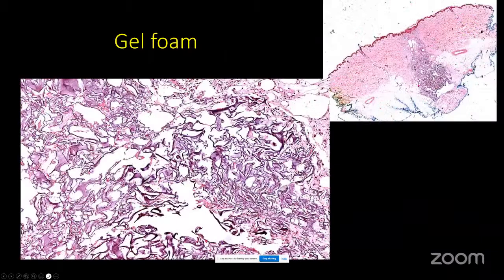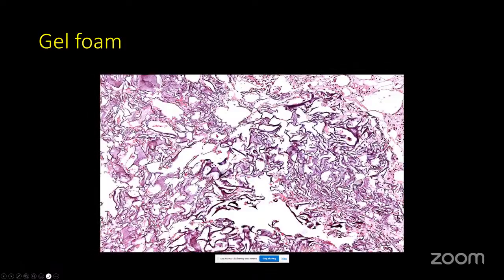Gelfoam is another deposition situation that you can see in surgical sites. People who do punch biopsies and don't close them can stop the bleeding by putting Gelfoam in. And you see this really sort of bizarre maze-like angulated purplish material that is the Gelfoam. Here's just another example, the closer view.